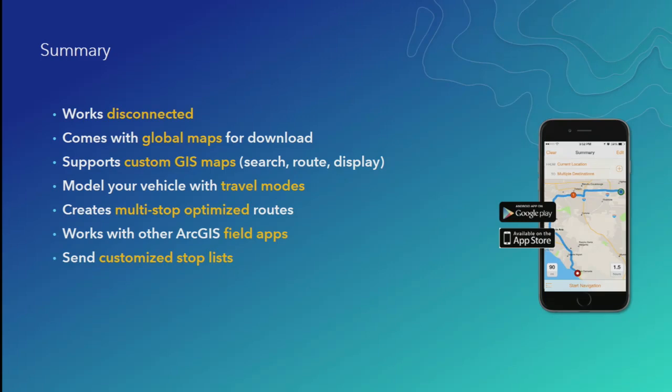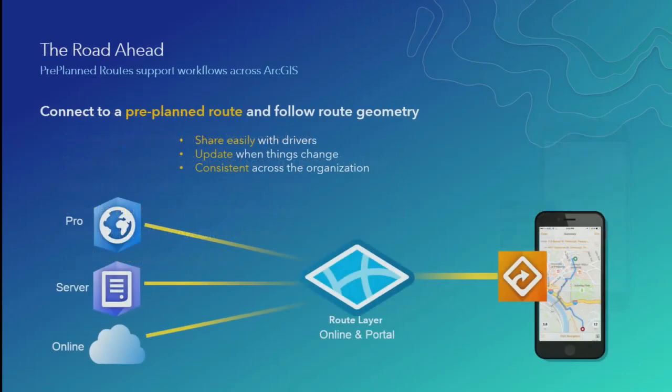Navigator not only supports one stop at a time, but multiple stops. It can optimize that stop list for you. It works with the Esri field apps, Explorer, Workforce, Collector, or your own custom app. And as well you can integrate it with back office workflows through that URL scheme and the app link that we talked about.